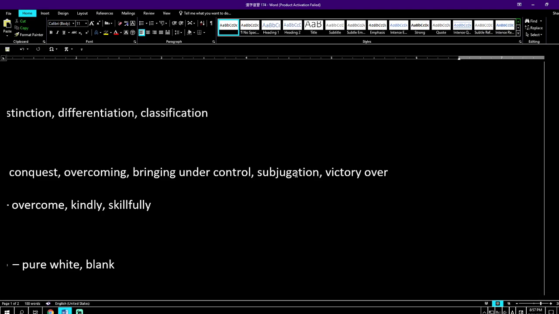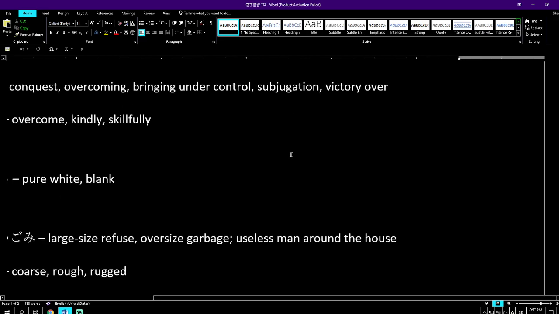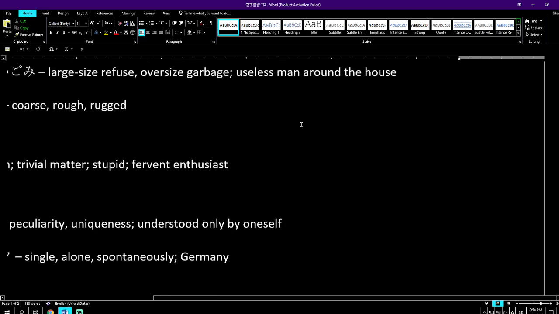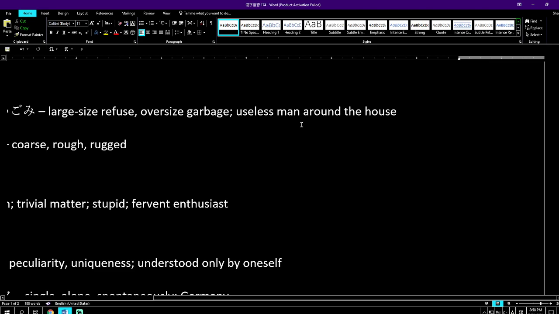Mashiro. Pure white. Large size refuse or oversized garbage is sodaigomi. So sodaigomi is rough, large trash. Sodaigomi is large size refuse. A trivial matter, to be stupid or a stupid person, is baka. Baka is either an adjective or a noun.